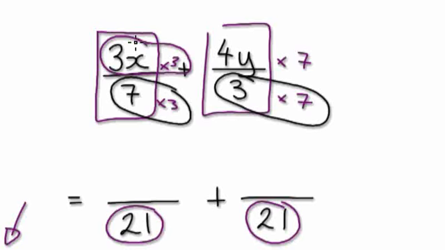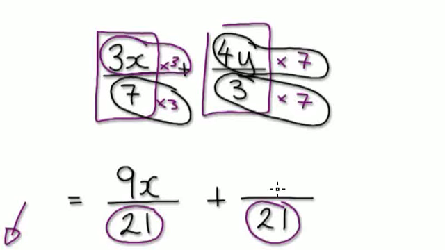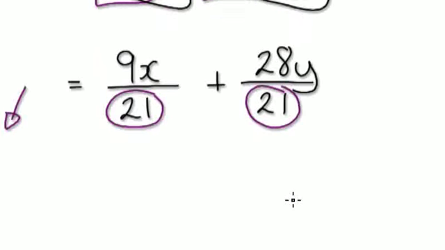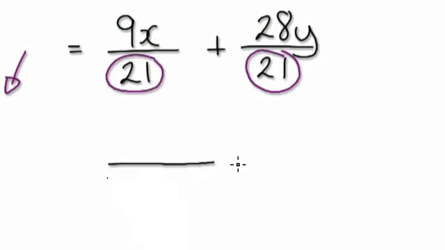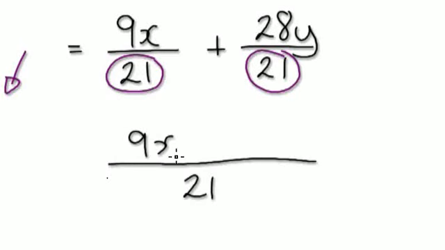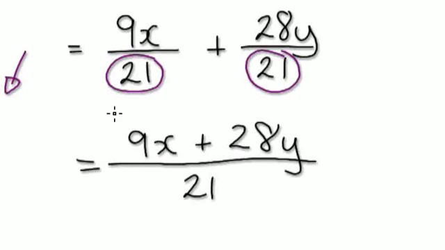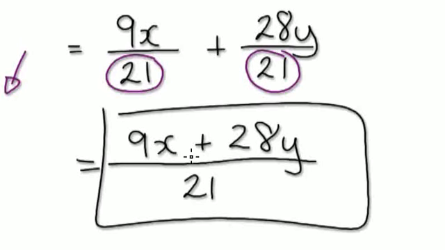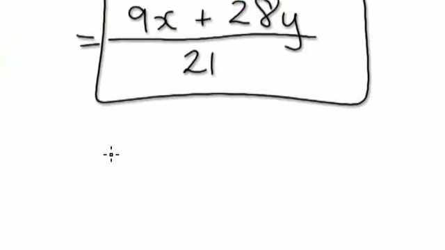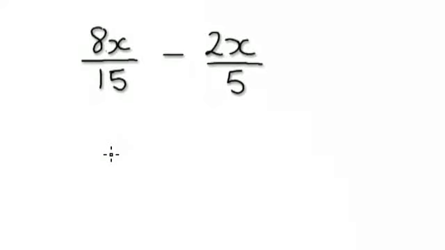Now 3x times 3 would be 9x. Okay, and then 4y times 7 would be 28y. Okay, now because the two denominators are the same, we can merge them. So it becomes this over 28y. Okay, so there we've just merged the two. Okay, so next one.